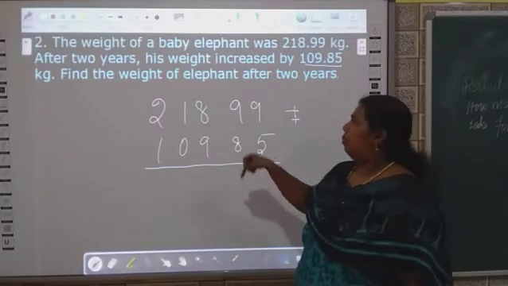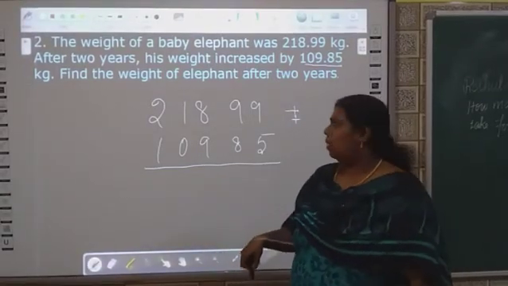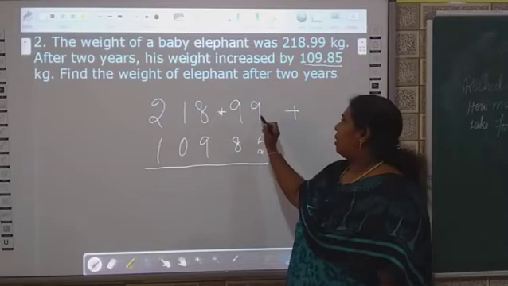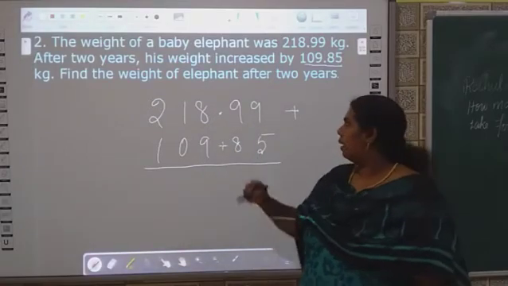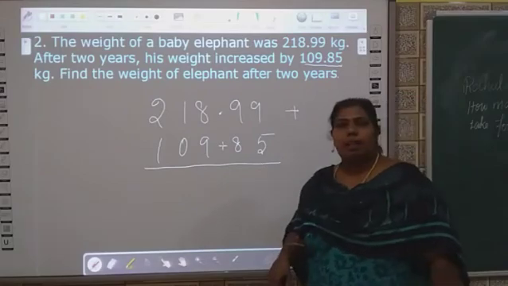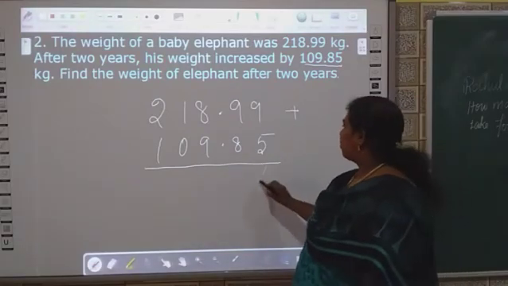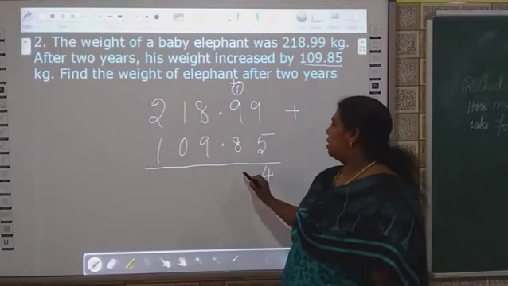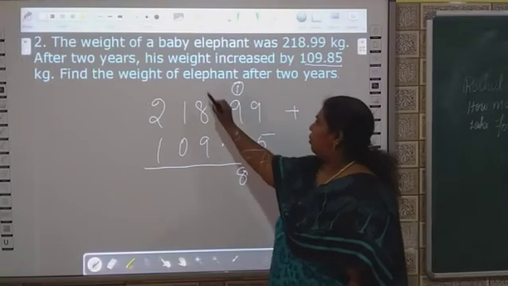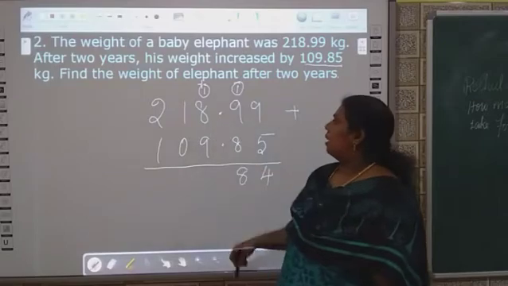These two have decimal places. Here after the decimal, 2 decimal places. Here also after the decimal, 2 places. Okay, fine. Add it. 9 plus 5, how much? 14, isn't it? 4, and 1 is carried over. 9 plus 1 is 10, plus 8 is 18. 1 will be here. So what's the answer?